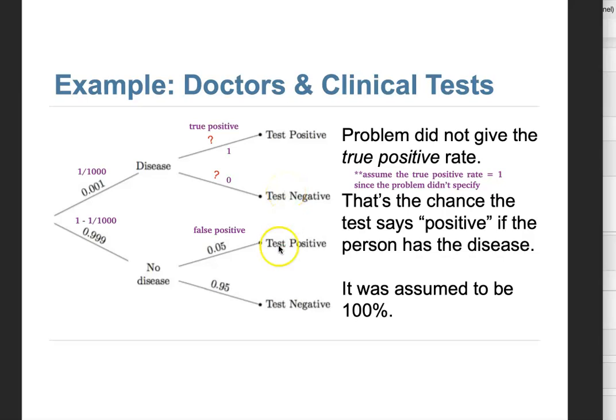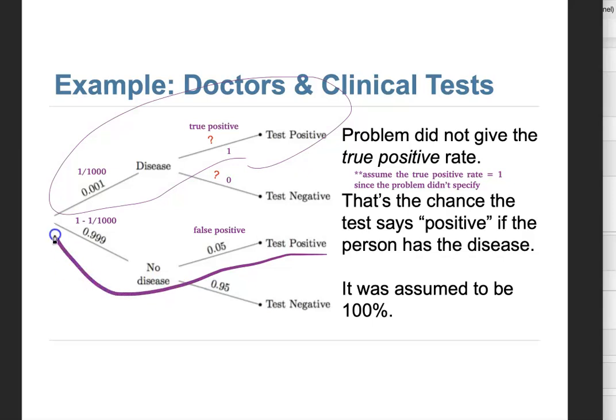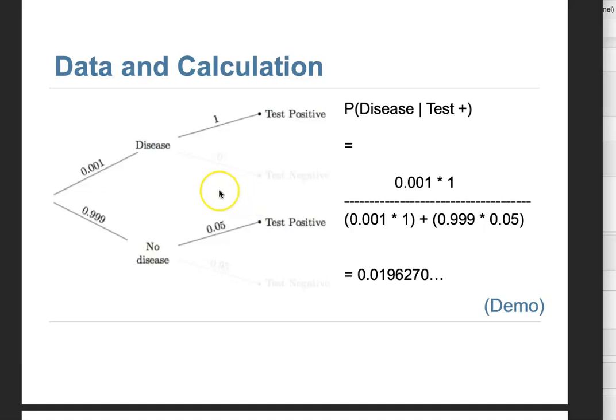Our question is, if a patient does have the disease and tests positive, what is the chance? So here we only care about the test positive. We want to know what the percentage is. But this one is not enough, because we know they had a positive test, but they can be with disease or without disease. So we need to consider this part and this part. So that's what we're looking for.